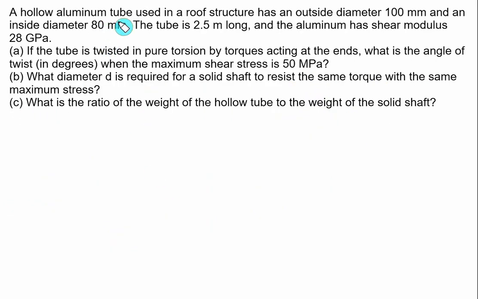A hollow aluminum tube used in a roof structure has an outside diameter of 100 mm and inside diameter of 80 mm. The tube is 2.5 meter long and the value of G is given as 28 gigapascal. If the tube is twisted in pure torsion by the torque acting at the end, what is the angle of twist in degrees, when the maximum shear permitted is equal to 50? Again, you have to calculate the diameter D required for a solid shaft to resist the same torque with the same value of maximum shear stress. So maximum shear stress for both cases is the same, and the torque is also the same.